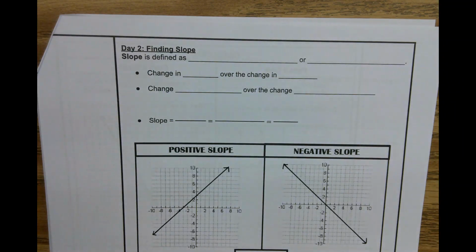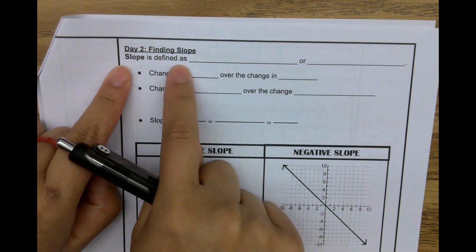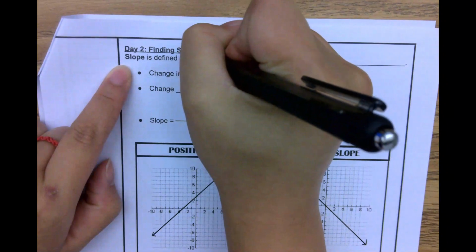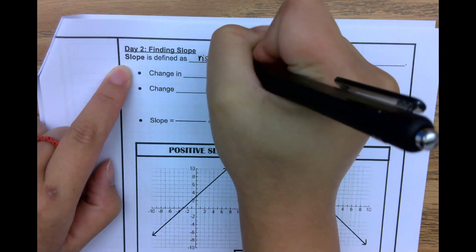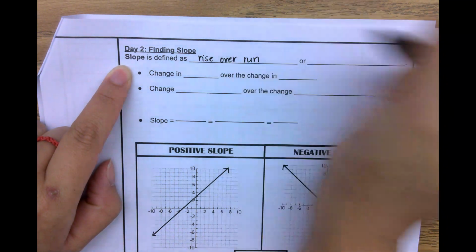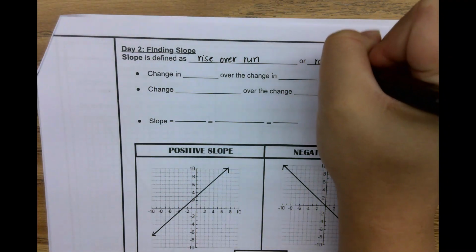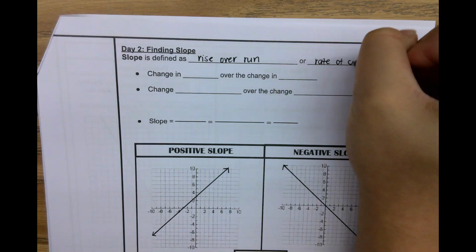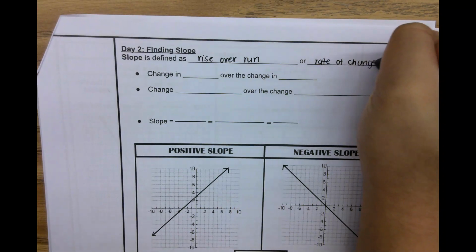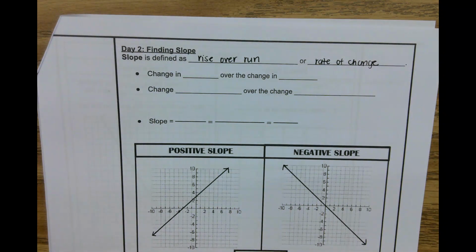Hi guys, so today we're going to be talking about finding slope. So let's first define what slope is. Slope is defined as rise over run. Another way to think about it is also known as rate of change. We will talk about this a little bit later towards the end of the video, and what it means specifically for word problems.